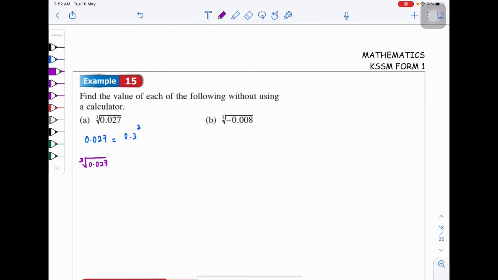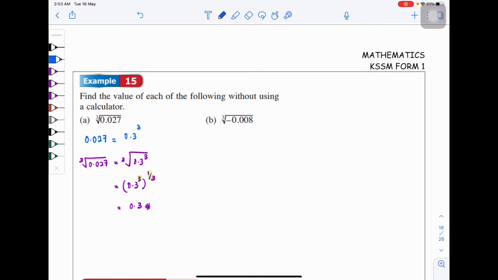the cube root of 0.027 as the cube root of 0.3 to the power of 3. Then we know that cube root is actually to the power of 1 over 3. Therefore, when you multiply these two powers, it becomes 1. So the answer that you will get is 0.3.